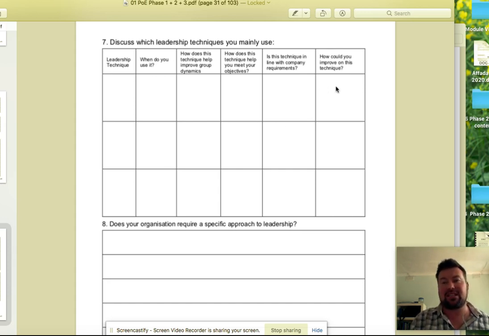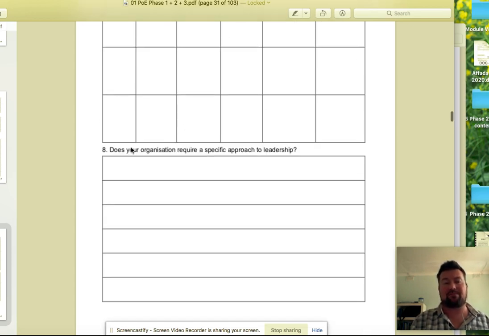And then you need to decide, how could you improve on this? Sometimes I need to be more assertive. Sometimes I need to give clear instructions. Sometimes I need to give focus during crisis times. So that's maybe how you could improve. And then you take 2 others and you're going to expand on that.